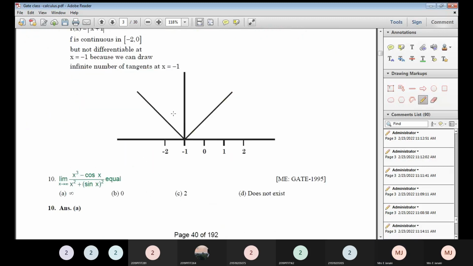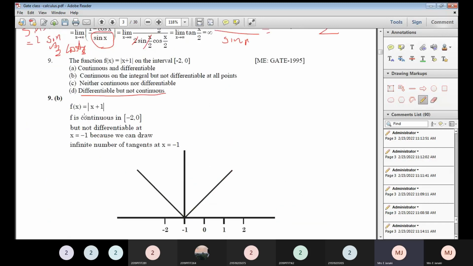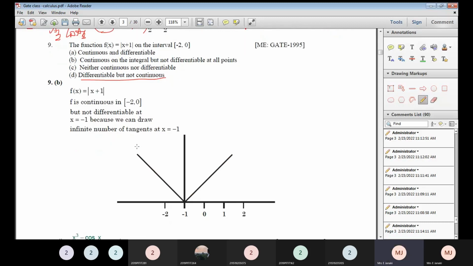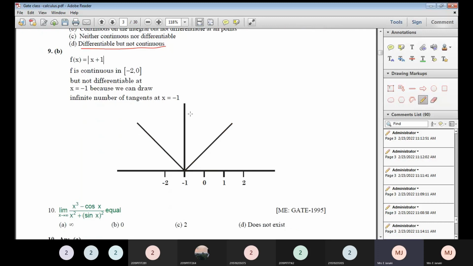So now let's take the given problem, f of x is equal to modulus of x plus 1. Clearly this function is continuous on the interval minus 2 comma 0. Now draw the graph for modulus of x plus 1. We know that modulus of x plus 1, you can define any modulus value. What is the definition? How will you define the modulus function?